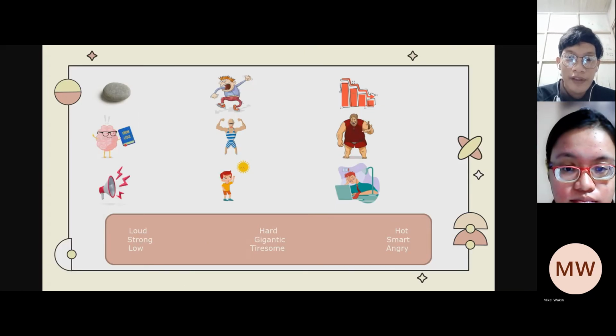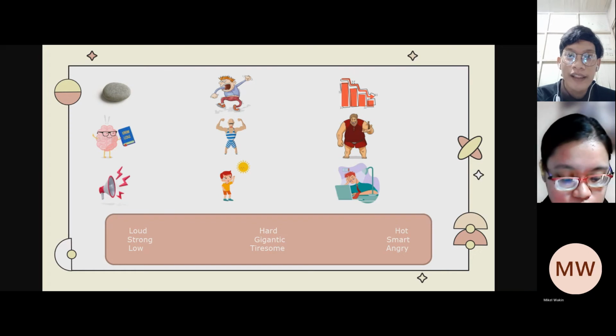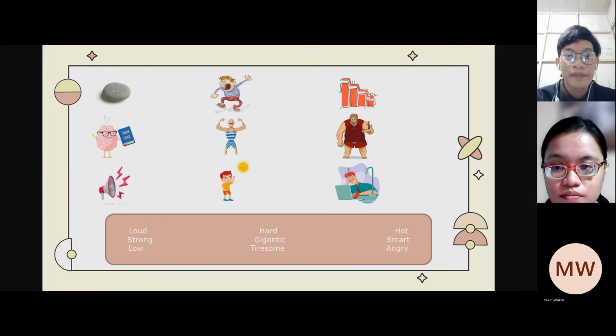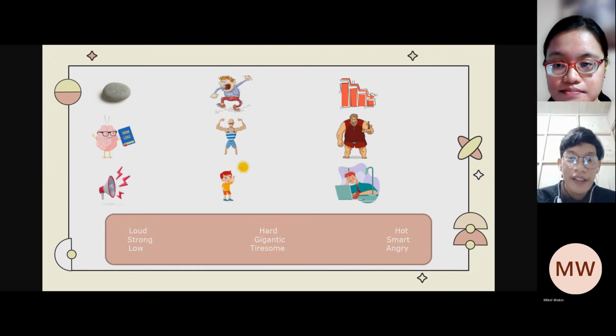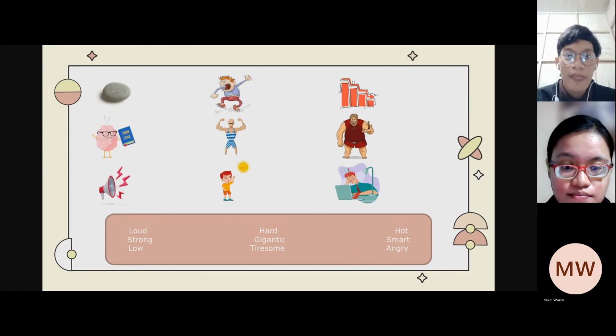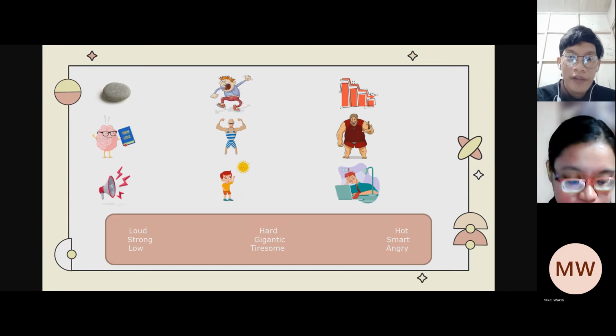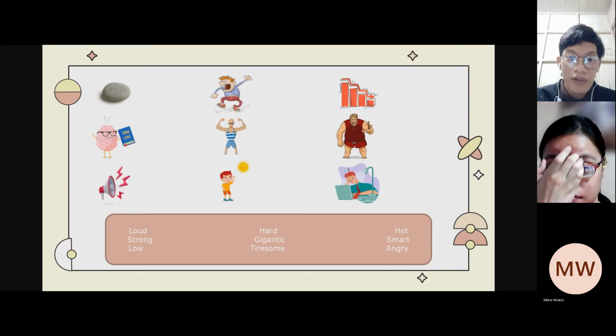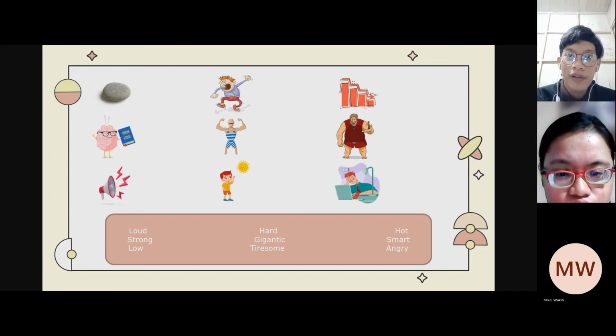We have here pictures that were presented earlier as well as the adjective words. Now, students, you're going to identify the corresponding adjective word on each image presented on the screen. Are you ready, class? Yes, sir. Okay, if you're ready, let's now proceed on our lesson. We have here our first image, something like a rock or a stone. What do you think the adjective word corresponding to this picture, Miss Salget?